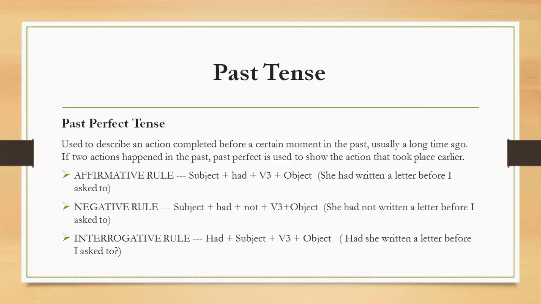For example, here we will read: she had written a letter before I asked to. She had not written a letter before I asked to. Had she written a letter before I asked to? So these are the examples of past perfect tense.